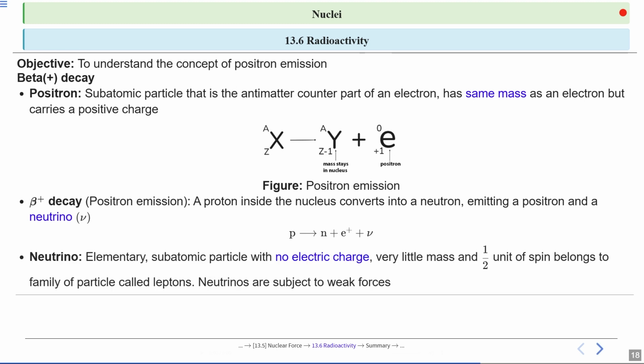Let's talk about the neutrino. This is a tiny neutral particle with almost no mass and no electric charge. It belongs to a group of particles called leptons and has a spin of 1/2. Neutrinos interact very weakly with other matter, which makes them hard to detect, but they play an important role in balancing energy and momentum during beta plus decay.